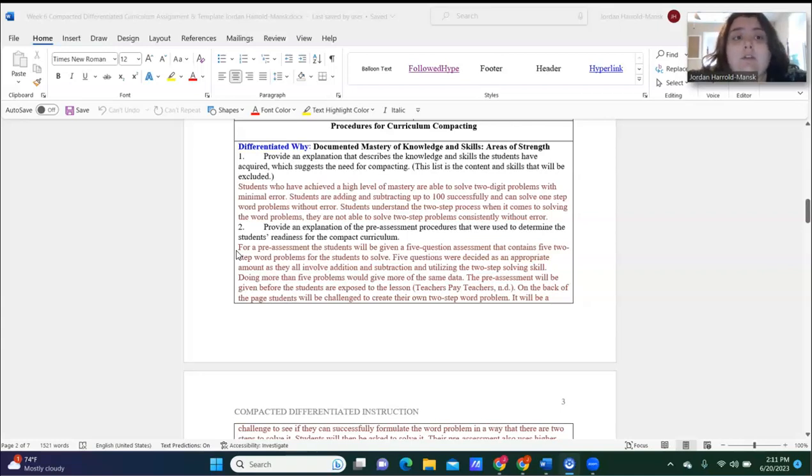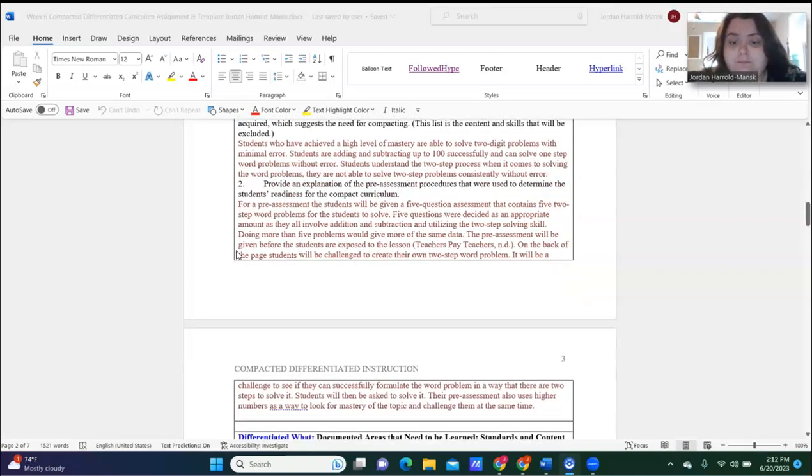For why I plan to differentiate, the students took a 5-question pre-assessment that consists of two-step word problems, and they were challenged on the back with a higher level thinking problem that asked them to come up with their own two-step problem. Coming up with word problems can be conceptual as is, and a two-step problem is even more challenging to do. From information gathered from the pre-assessment and from other lessons, it is known that students have already mastered 2-digit addition and subtraction up to 100 and one-step word problems.